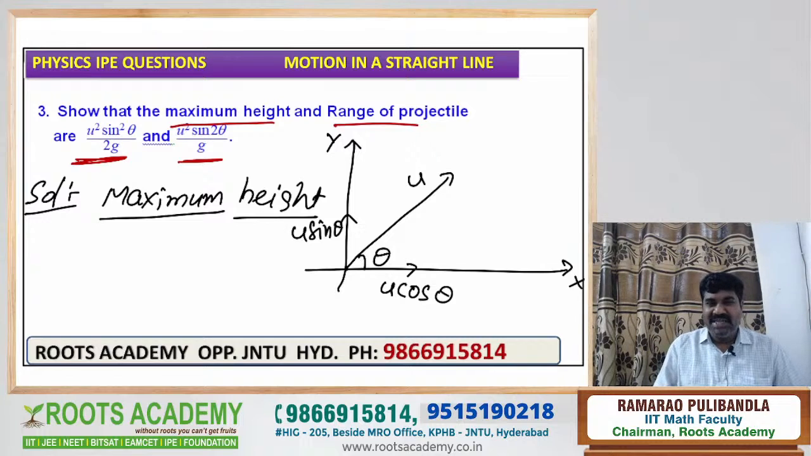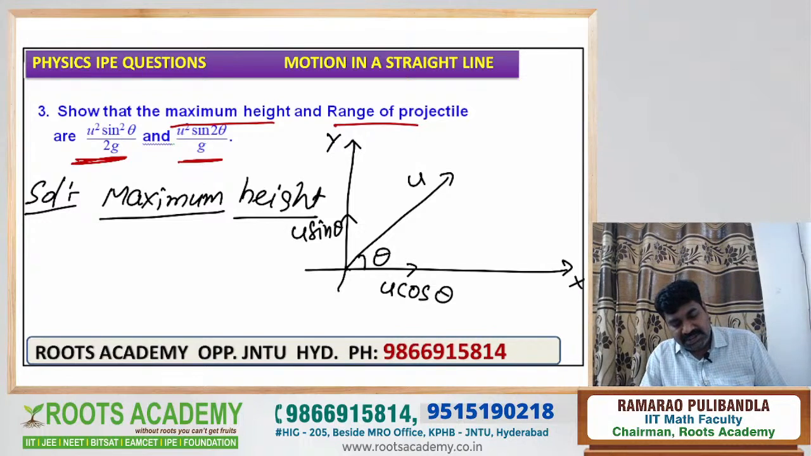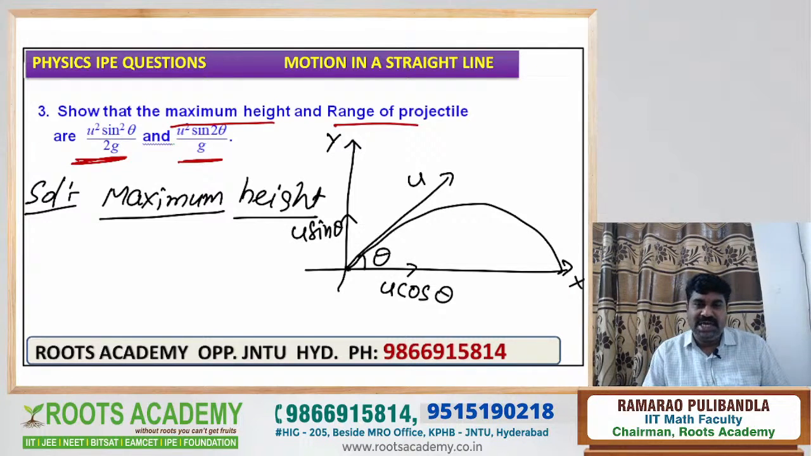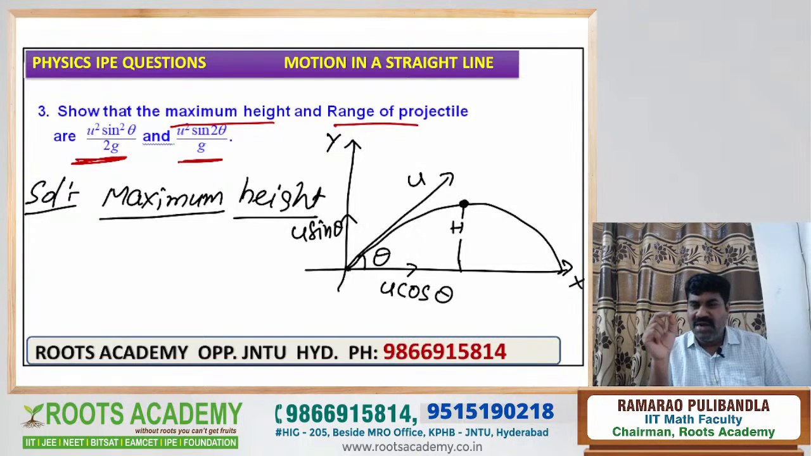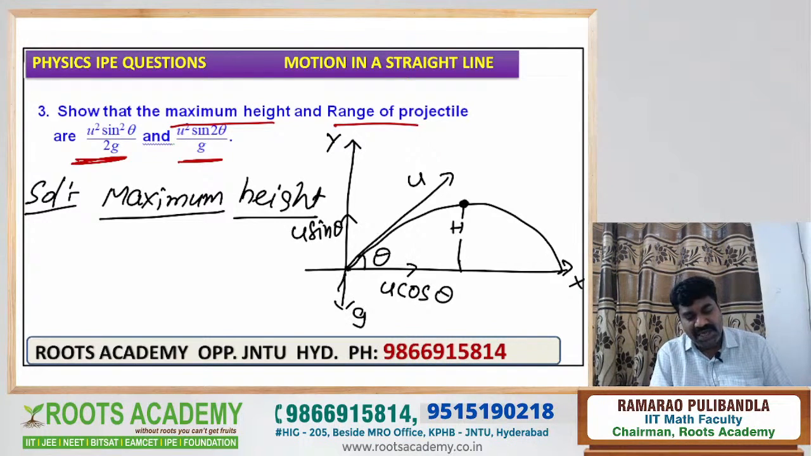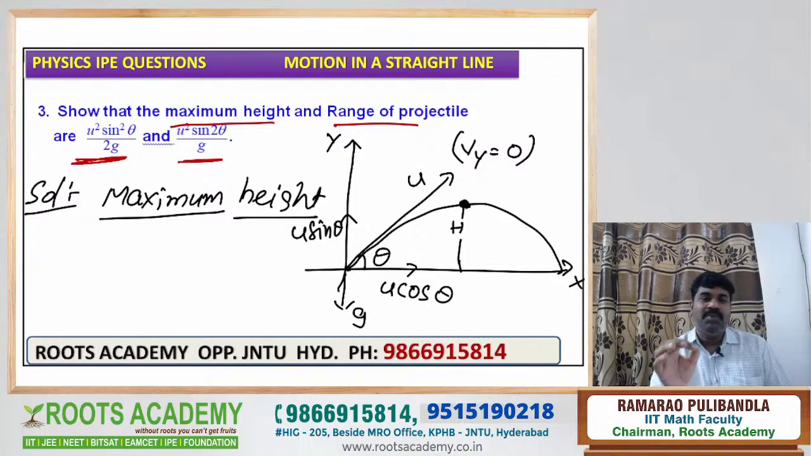So we want to find the maximum height. The path of the projectile is a parabola, and this is the maximum height h. When the body is moving in the upward direction, the horizontal component of velocity remains constant, but g is acting in the downward direction. U sin theta is upward, so the velocity gradually decreases and becomes zero at the maximum height. The vertical component of velocity becomes zero.